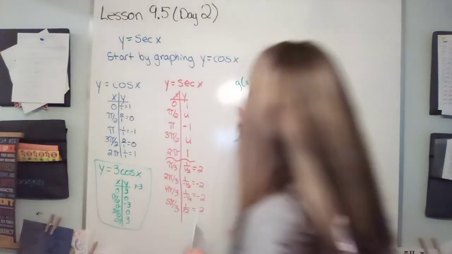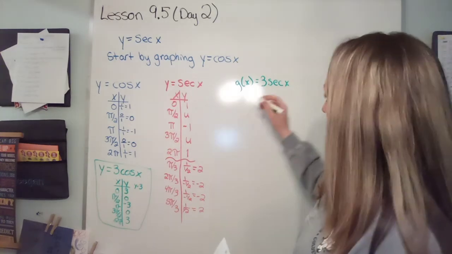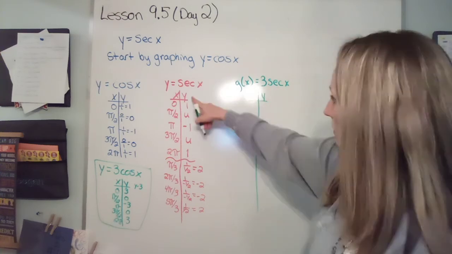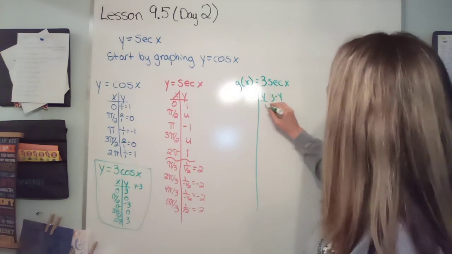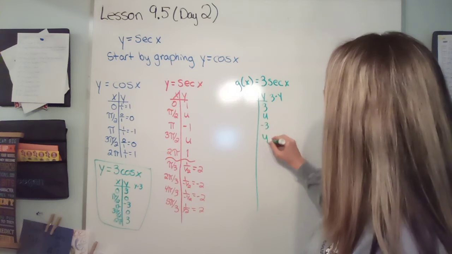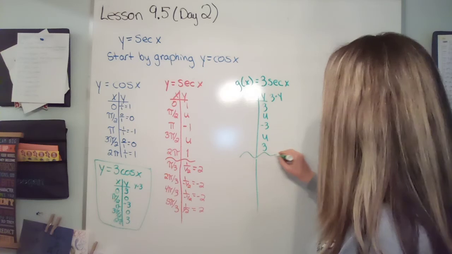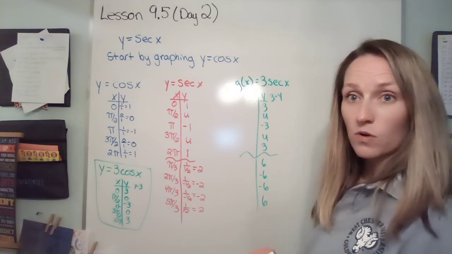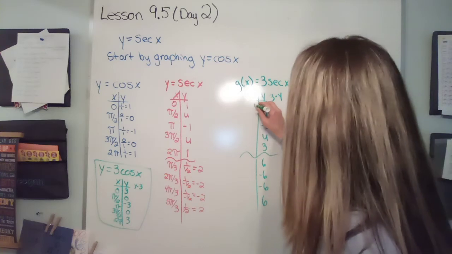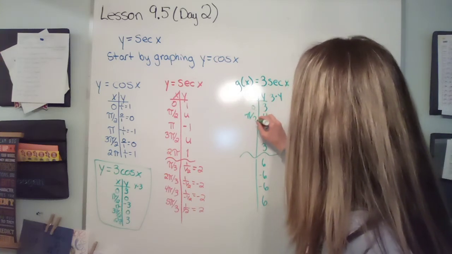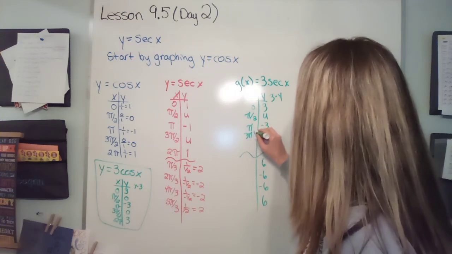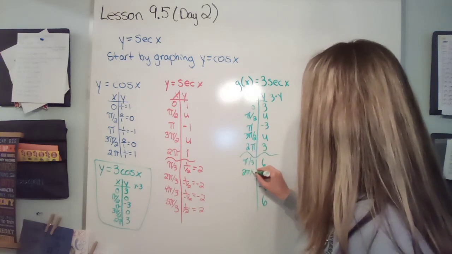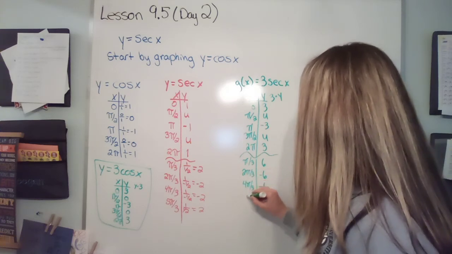Okay, over here, now I'm going to perform that vertical stretch on the secant table to get my 3 secant table. So x, y. I'm going to multiply all the y's by 3. So 3 times y. It's going to be 3, undefined, negative 3, undefined, 3. Continuing, multiplying all these by 3, I'm going to have 6, negative 6, negative 6, and 6. The x's stay the same because there's no effect on the horizontal axis. So 0, pi over 2, pi, 3 pi over 2, 2 pi, pi over 3, 2 pi over 3, 4 pi over 3, and 5 pi over 3.